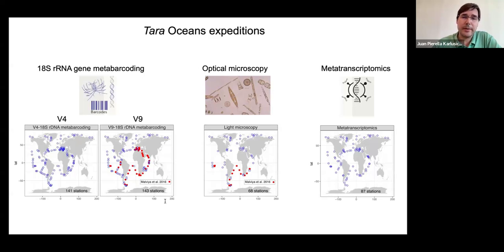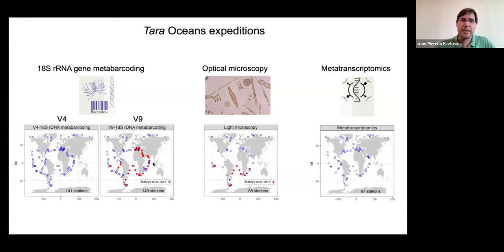Coming back to the dataset that is available, as I mentioned, we have metabarcoding, optical microscopy, and metatranscriptomics, in this latter case for functional studies. You can see that they cover most of the samples taken by the expedition. The datasets highlighted as red circles correspond to datasets that have been analyzed in a previous diatom study, but you can see that many important parts of the oceans were not analyzed that are important for diatoms, for example, the Arctic Ocean.